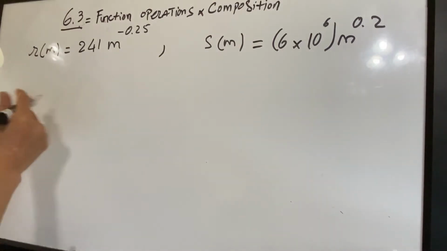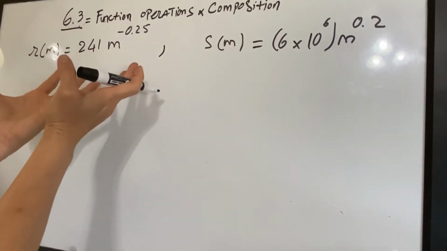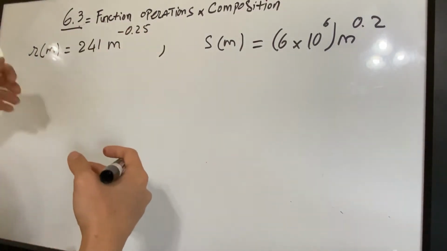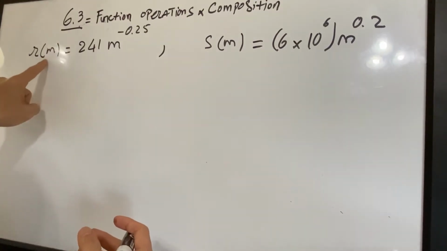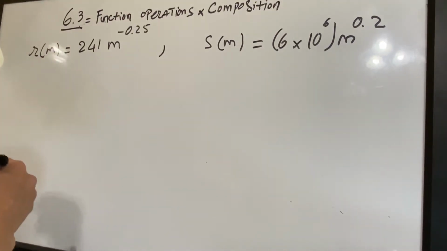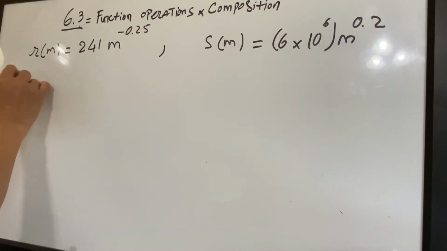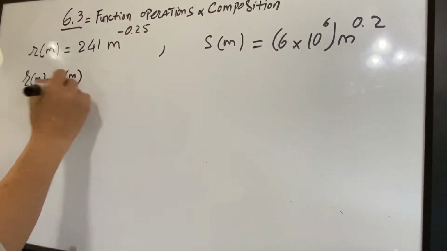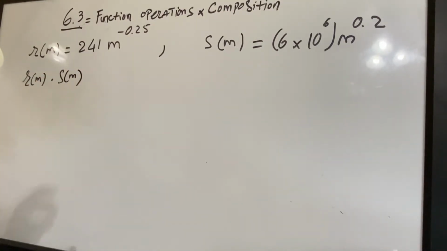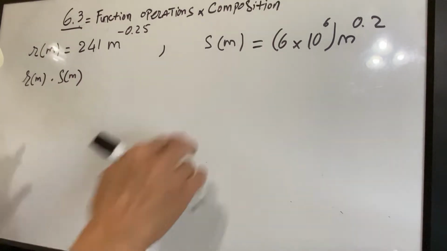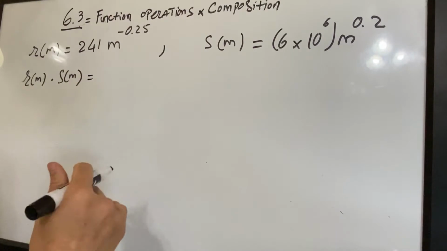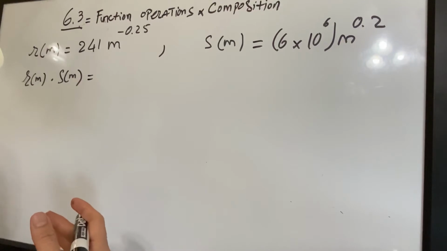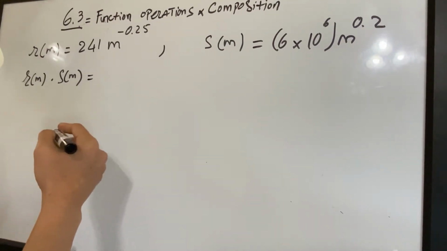Isn't that cool? When you multiply the two functions together, that's what you are equipped to do here, and figure out the heartbeats in the lifetime of a rhino due to its mass. Here we go, let's conduct that. Take R of m times S of m. By multiplying together, you will have the total number of heartbeats of a rhino in its lifetime.